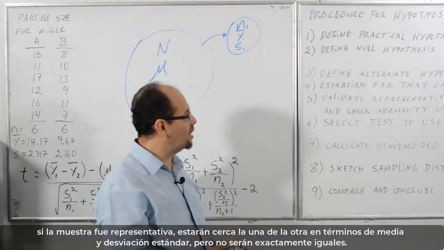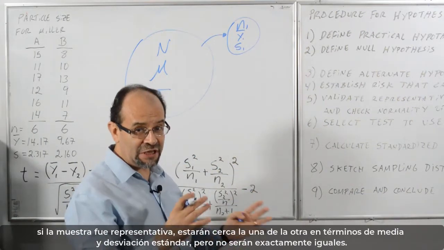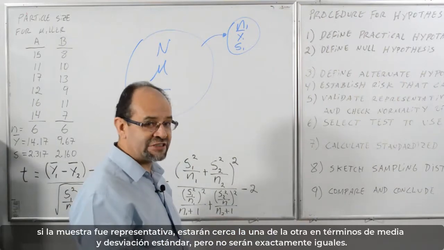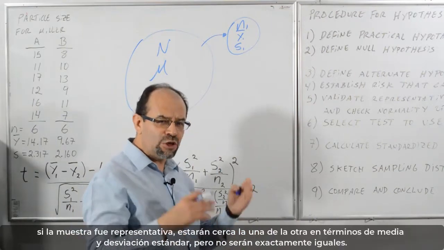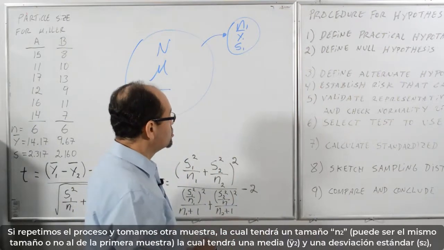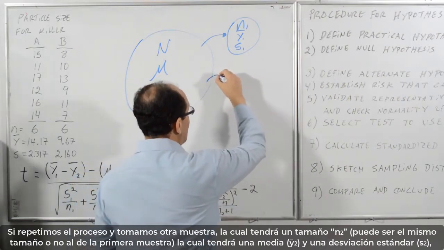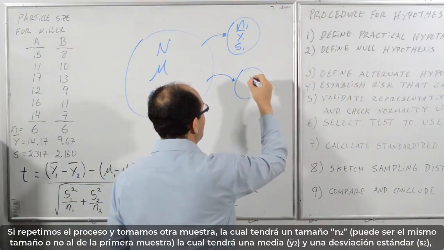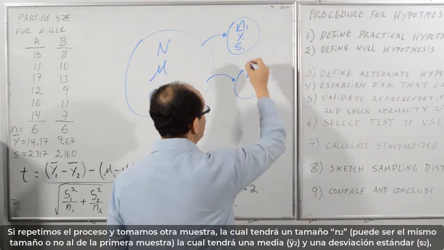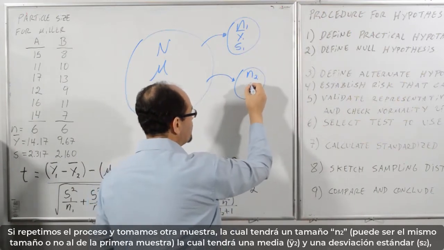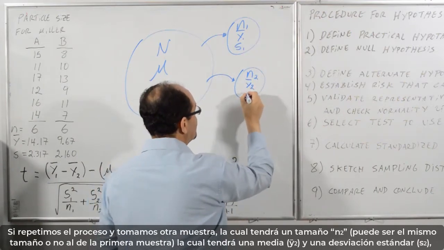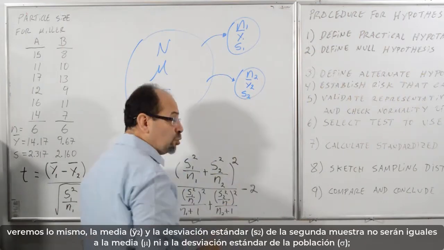It will be close to the mean and the standard deviation of the population, but it won't be exactly the same. So if we do the same thing and we take another sample, which has size n, which can be the same size or a different size, with a mean and a standard deviation, it will be the same thing.